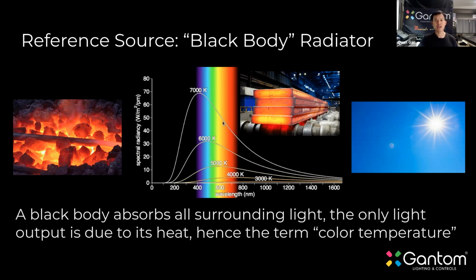So a black body radiator is essentially an ideal light source that is black, meaning that it does not reflect any light going into it. It's going to absorb all the surrounding light, and the only light that it emits is purely based on its own heat level. There are some objects that are very close to black body radiators, such as filament bulbs, incandescent bulbs, or the sun. Those things emit light purely because of their own heat. And this is why you have color temperature.